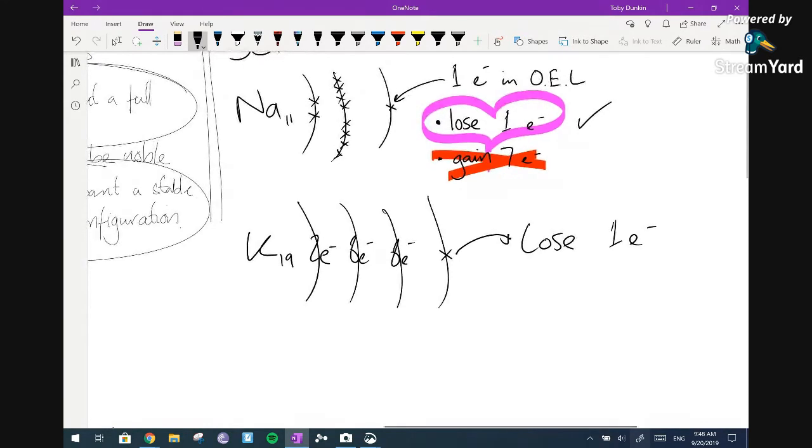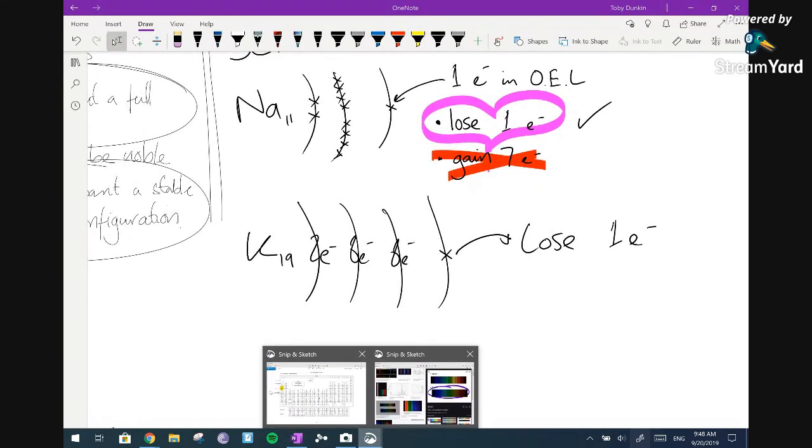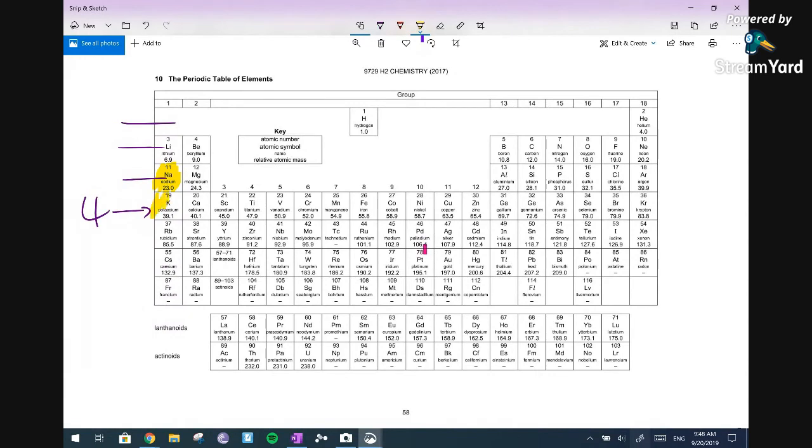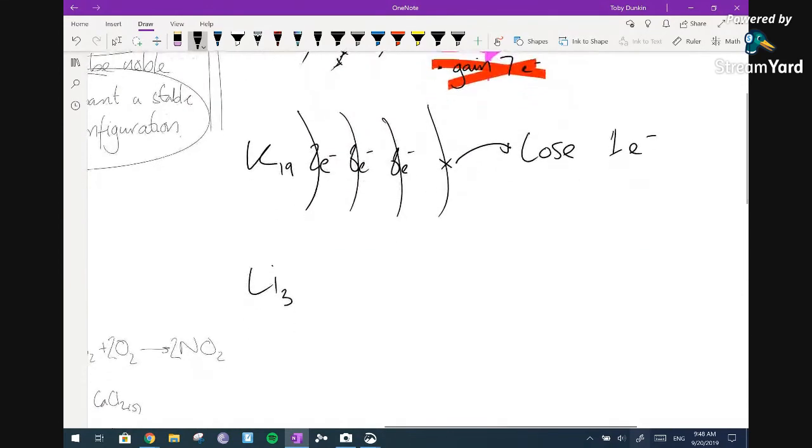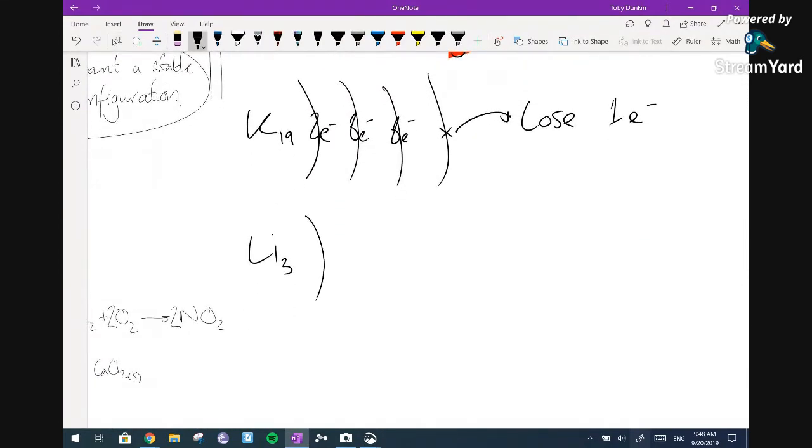Cool. So, let's just check where it lives on my table. And I'd love to think that you guys will suddenly go, it's below sodium. It's doing the same thing that sodium is doing. Let's look at lithium. Lithium, element number 3. Let's look at its shells. It has 2 in the first shell and 1 in the second. How many is lithium going to lose? 1.